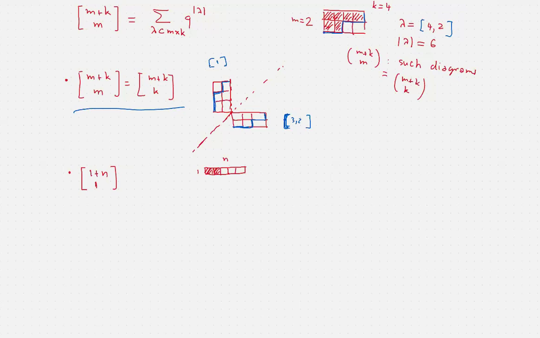So that means that basically our sum is going to look like 1 plus q plus q squared all the way to q to the n, which makes this equal to 1 minus q to the n plus 1 over 1 minus q. Okay.